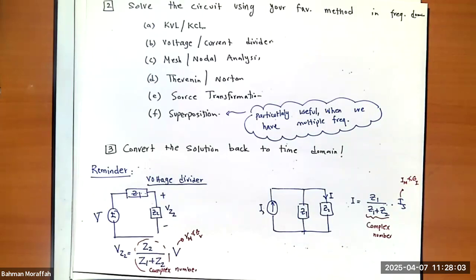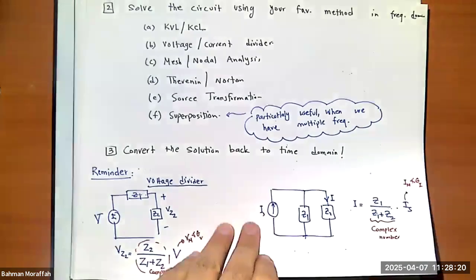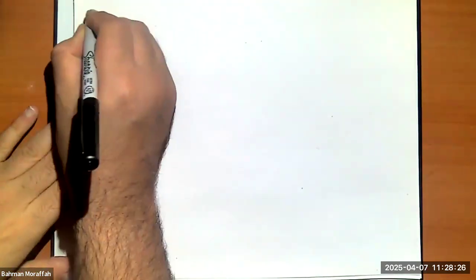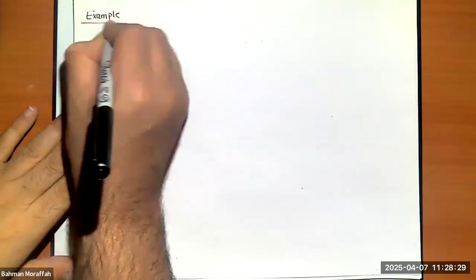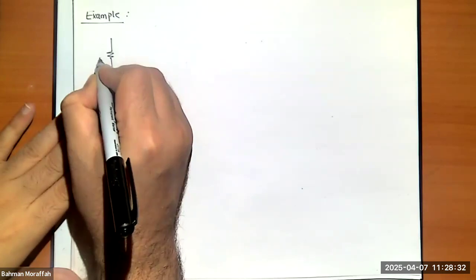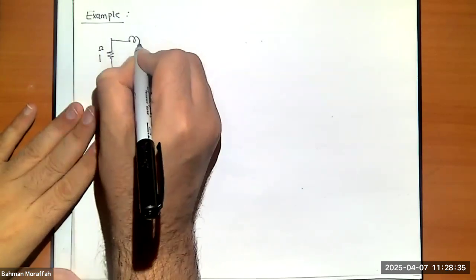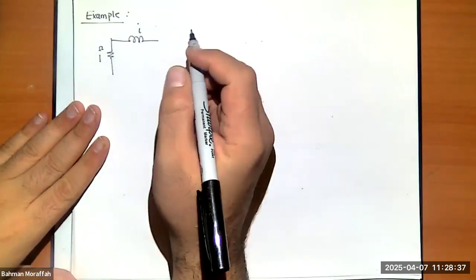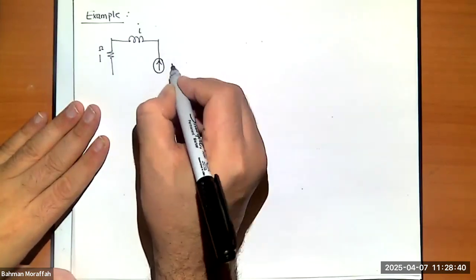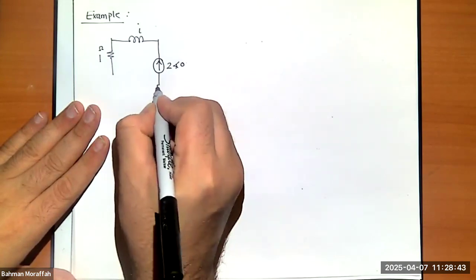So let's do a few examples to see how we can actually apply all those methods that we learned before. Again, it's nothing new. It's exactly the same as before. The only difference is that we're going to have to deal with complex numbers. Okay? So example. Let's just say we're given this circuit. 1 ohm. An inductor with value j. A current source with value 2 with phase 0.